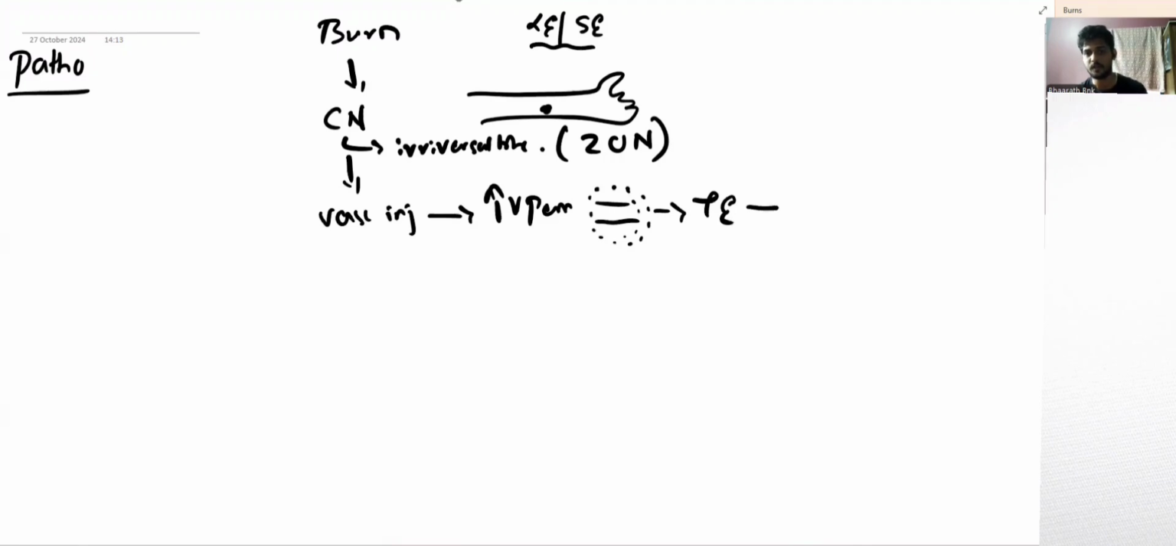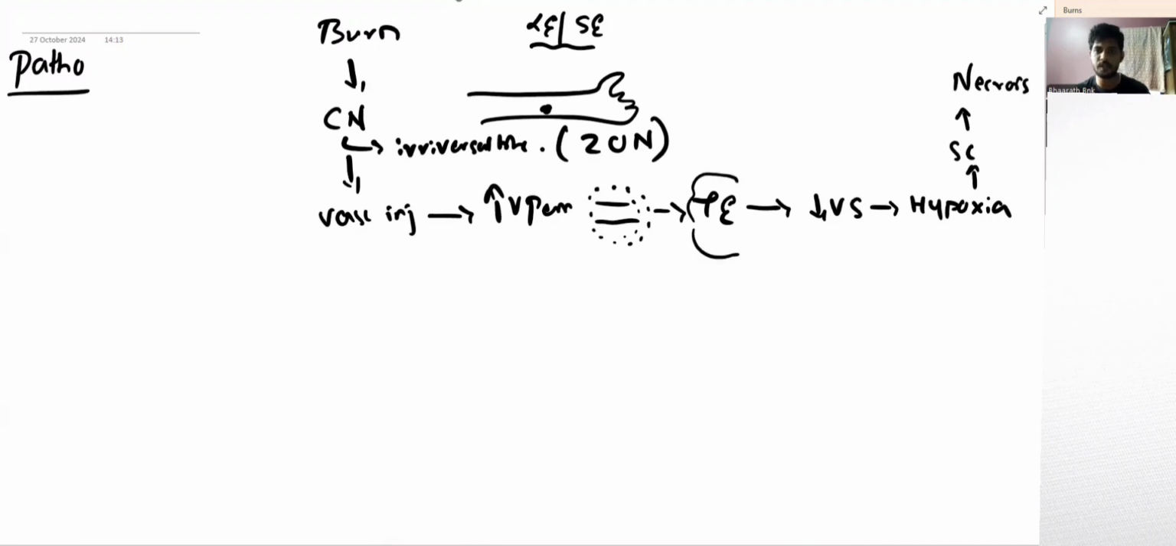Now, this tissue edema will further reduce the vascular supply and this will again induce hypoxia. This hypoxia, as we discussed in the chapter on shock, can lead to sick cell syndrome and it can eventually undergo necrosis. But if we intervene in time and if we prevent or reduce this tissue edema, then the cells get oxygenated and it becomes salvageable.